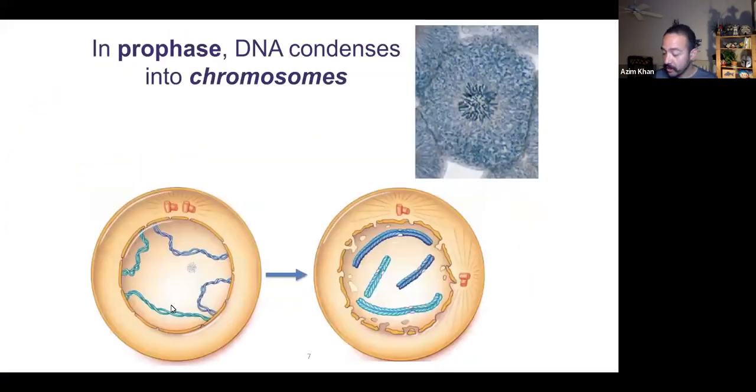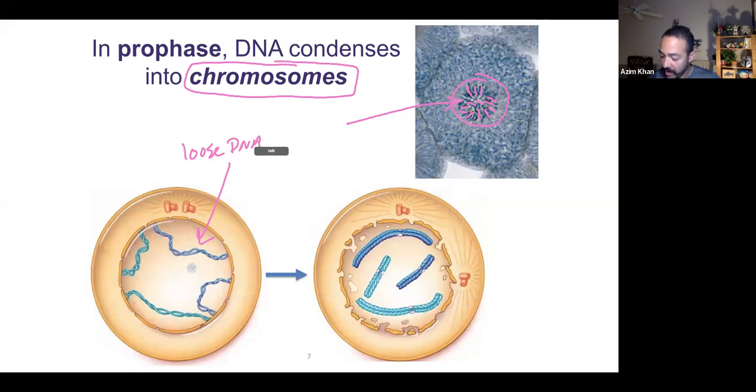Back to slide seven. Look at the nucleus now. You can see DNA and it's clumped. It's not organized per se, but you can see condensed DNA. DNA has condensed. Condensed DNA are called chromosomes. That's what this illustration is showing here. Here we have loose DNA. Here we have chromosomes. That's one of the major things that happens in prophase.